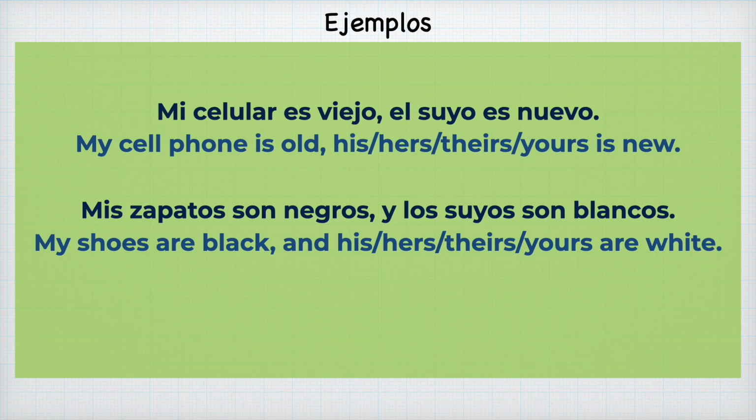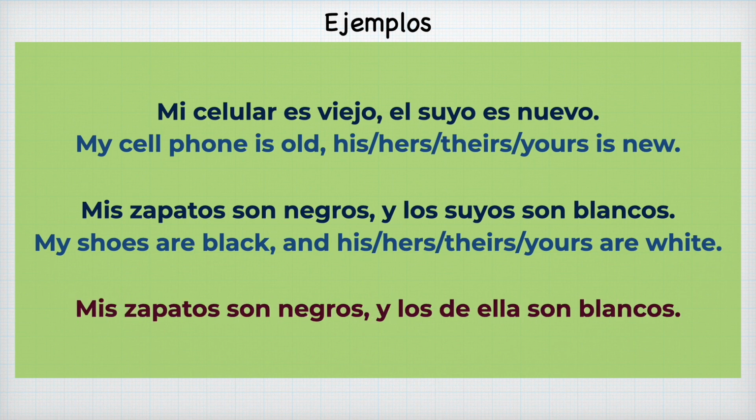When you need to clarify who you're referring to or about, you can also use a prepositional phrase. Instead of mis zapatos son negros y los suyos son blancos, we could say mis zapatos son negros y los de ella son blancos. De ella is the prepositional phrase. And here, de ella means those belonging to her. And we can expand on this in a different class, but I just wanted to give you a different option.